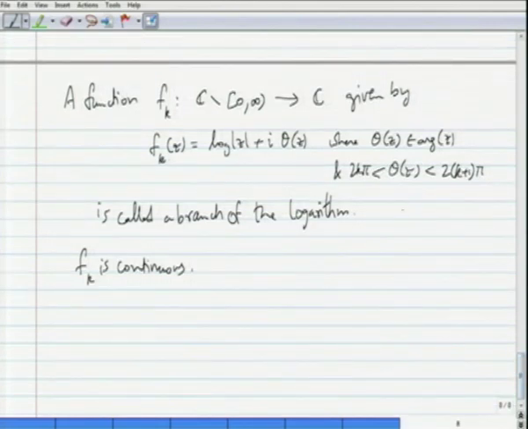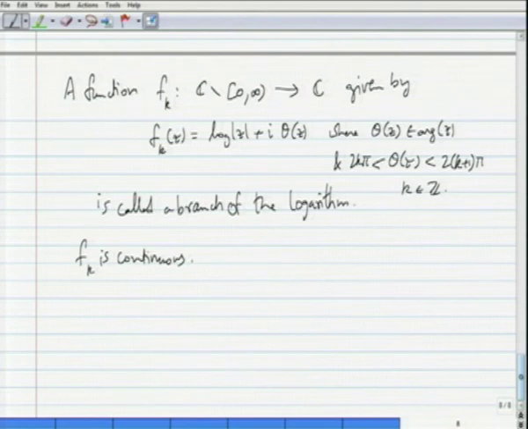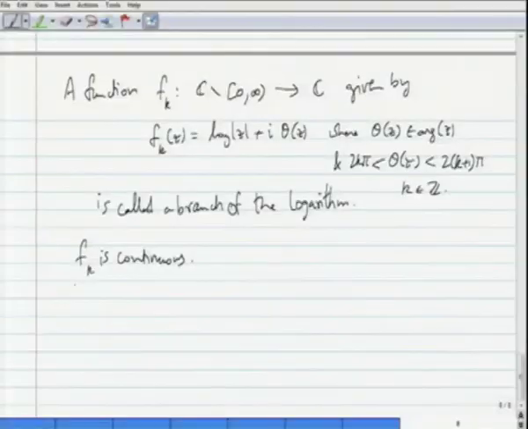K, I did not mention what k is. k is any particular integer, a fixed integer. So for any value of k, we will show that f_k is actually analytic, not only continuous, but also analytic. Here is the proof. Let me choose a particular k, and that will work for any general k.